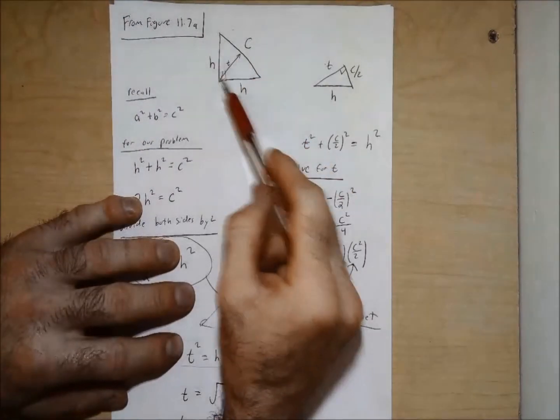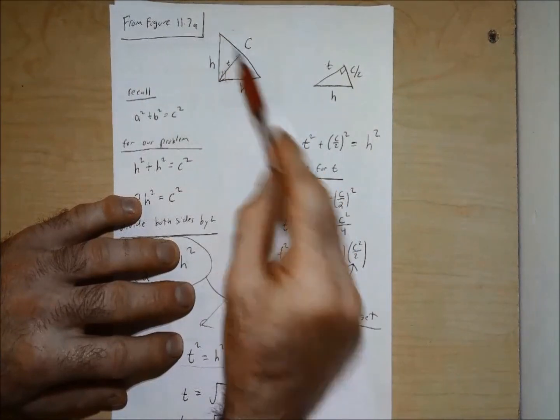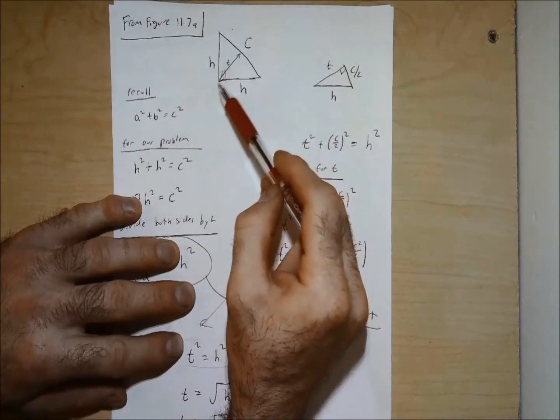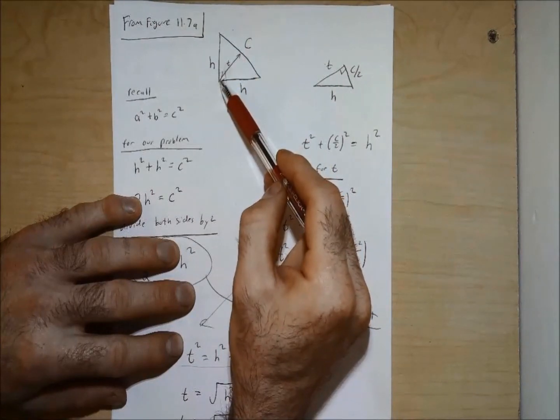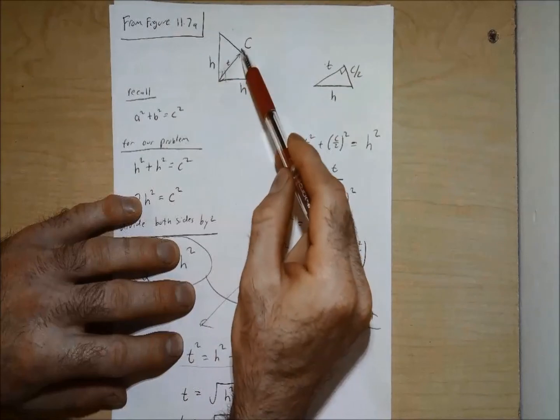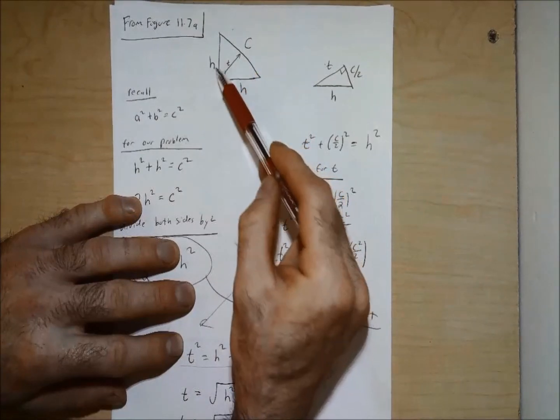We have a right triangle here. We know the height of H, length of H here. Then you have this hypotenuse over here of C. And then T is this max distance here, right up the center from our bottom point down here to the center of C over here. So we want to figure out, how does T relate to H?